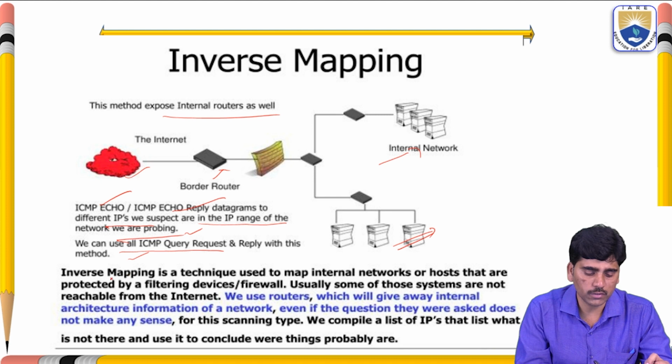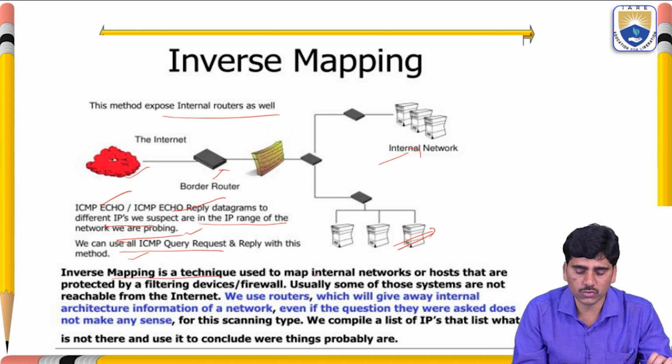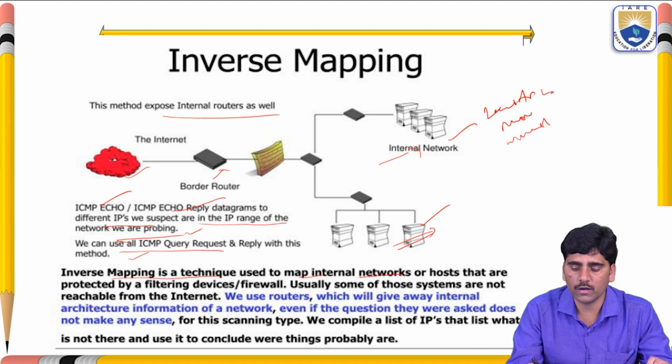So from this we can say that it is a technique used to map internal networks, such as local area networks, metropolitan area networks, or wide area networks. So LAN, MAN, WAN, whatever it may be, the internal networks. It is used to map internal networks or hosts that are protected by a filtering device like firewalls.